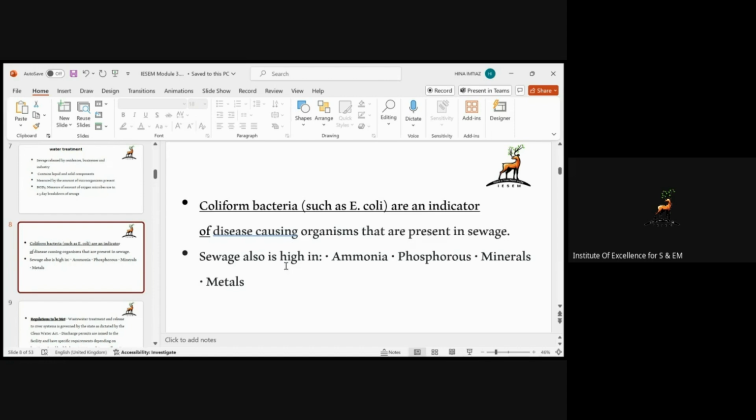And this sewage water is also high in the concentration of ammonia, phosphorus, minerals, and metals. So here you can take the example of phosphorus. If you are successful in recovering the phosphorus, you can use that phosphorus as a fertilizer in the soil for cultivation of crops as well.